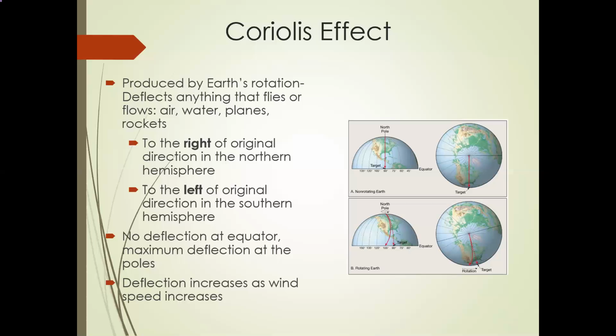So in the northern hemisphere, the Coriolis deflection is to the right of the original direction. If we're in the southern hemisphere, it's to the left of the original direction. And that's just because of our difference in perspective. At the equator, there's no deflection. And in the polar regions, that's where we have maximum deflection. And also the deflection will increase as wind speed increases. So we get this curvature that's taking place now. The wind isn't moving in a straight line motion. It's slightly curved as a result of the Earth rotating underneath it.